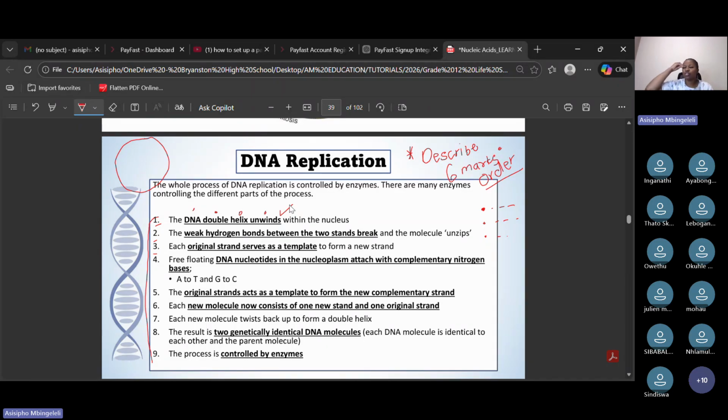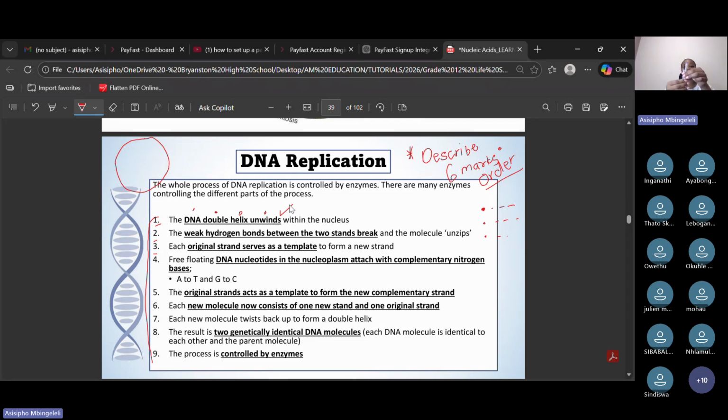So that's what I'm saying. You need to visualize it or picture it. This is the natural shape of the molecule. So the first thing that needs to happen to this DNA double helix natural shape, it will need to unwind. That is the first mark. Then when the molecule unwinds, you get the 2 strands.